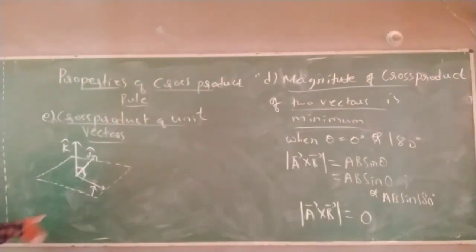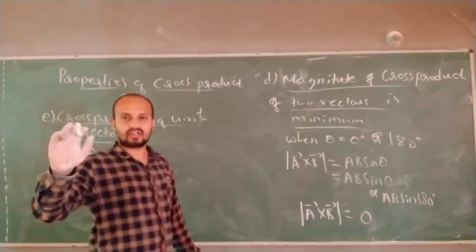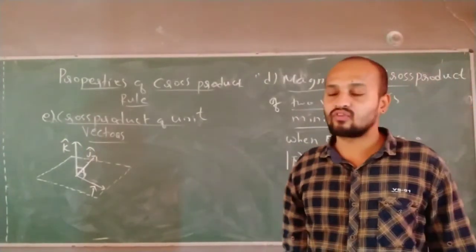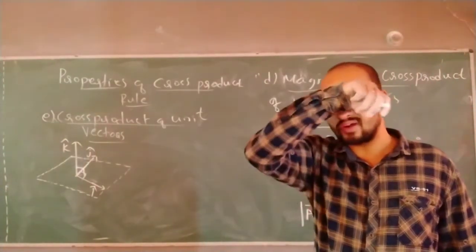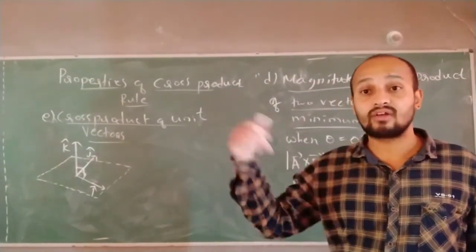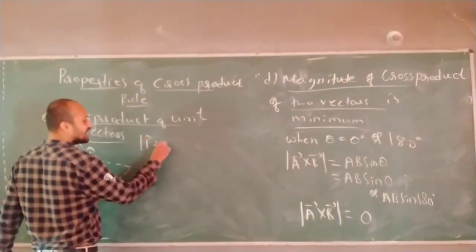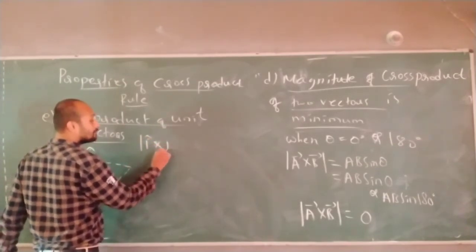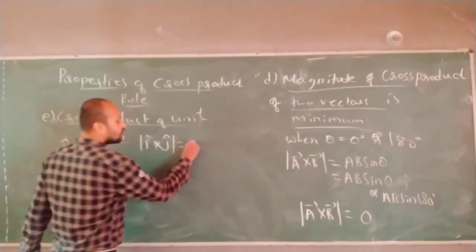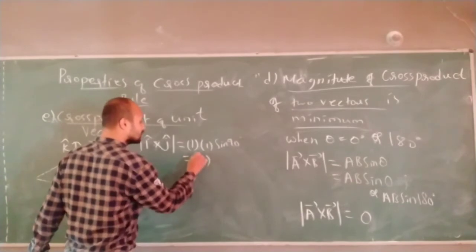Now, the cross product. First, the magnitude of the cross product of two vectors will be 1 into 1 into sin 90, which is 1. The magnitude of i cross j: the angle between i and j is 90 degrees, so 1 into sin 90 will be equal to 1.